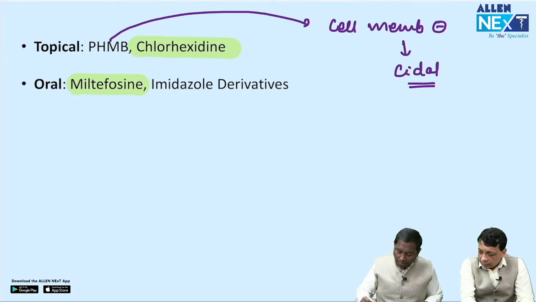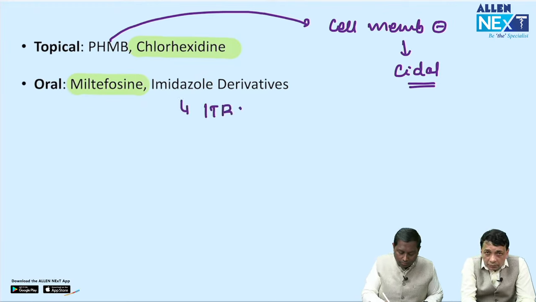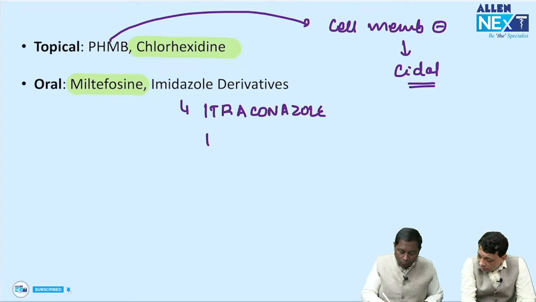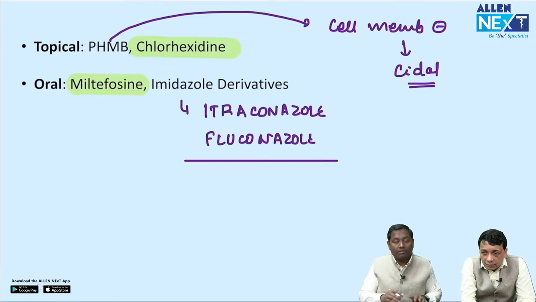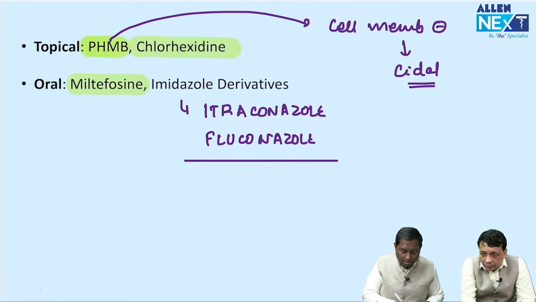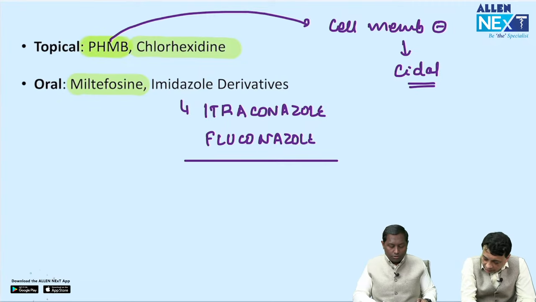And some of the important imidazole derivatives, like itraconazole and fluconazole, these are the oral drugs that can also be utilized. But in addition to that, if the examiner is ever going to ask what is the most preferred drug, best drug, drug of choice, none other than your PHMB. I think we are quite clear here, sir.